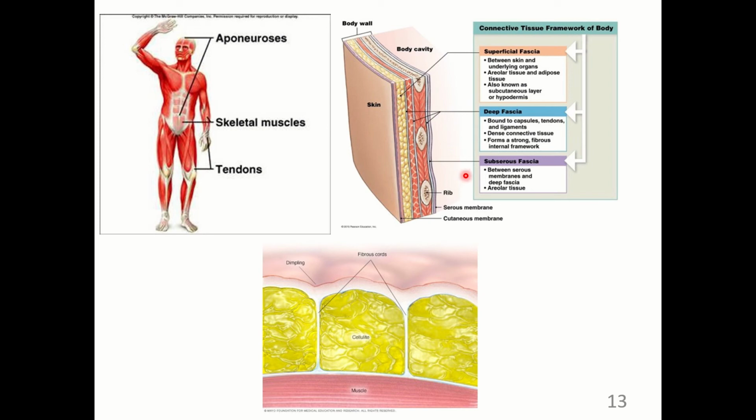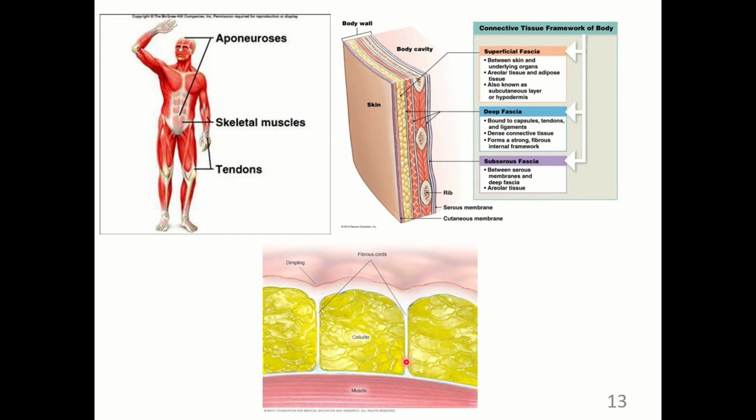And then there's even a different layer of fascia, the subserous fascia, between the serous membranes and the deep fascia. All of this is collagen and, of course, the adipose tissue in the superficial fascia. So as I said, there's a lot of collagen in our body.